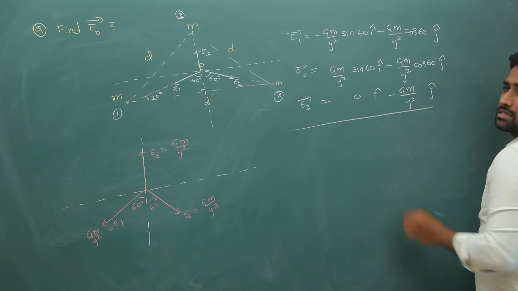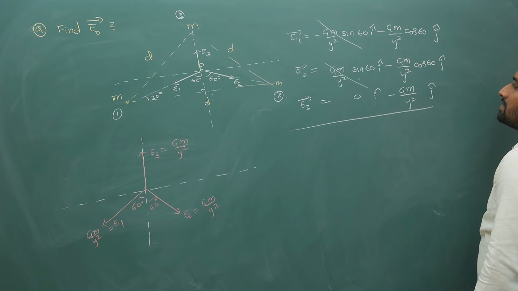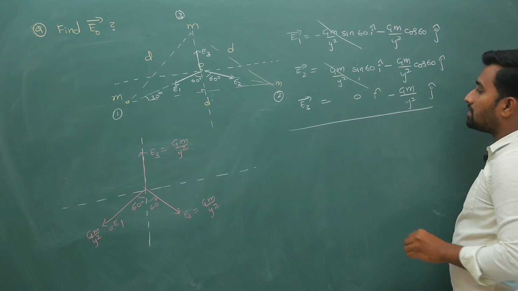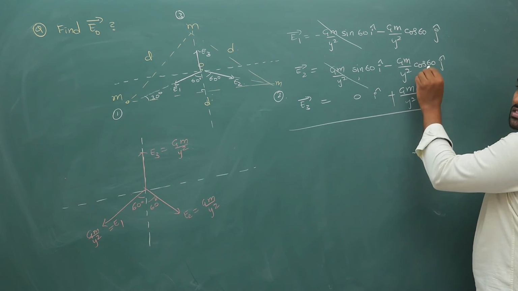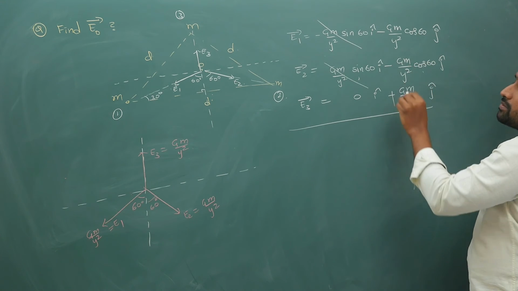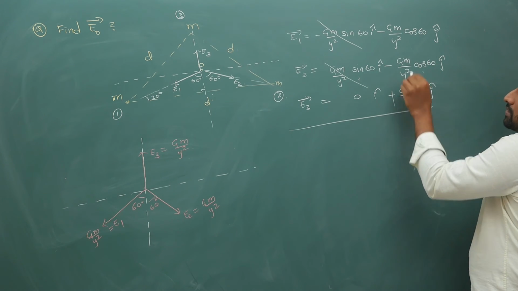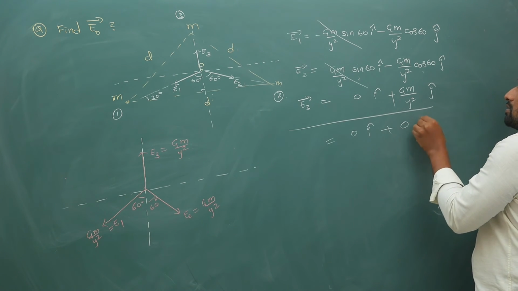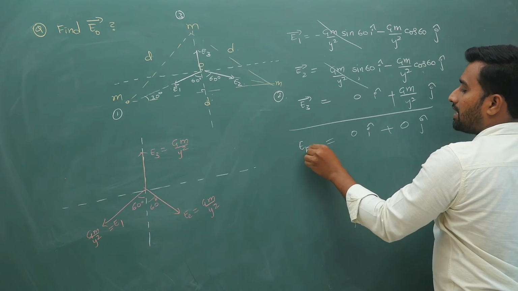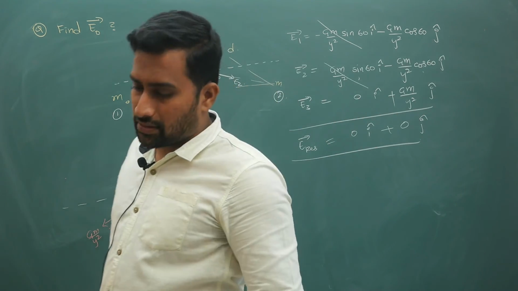Now you add this. Plus minus will cancel off, the x component is anyhow directly cancelling off. Cos 60 is, this is plus because it is along positive y. So cos 60 is sin 30, 1 by 2, 1 by 2. So Gm by 2y square plus Gm by 2y square will become Gm by y square. So it is just simply 0 i cap plus 0 j cap. So you are going to get a null vector for your resultant field at that particular centroid.